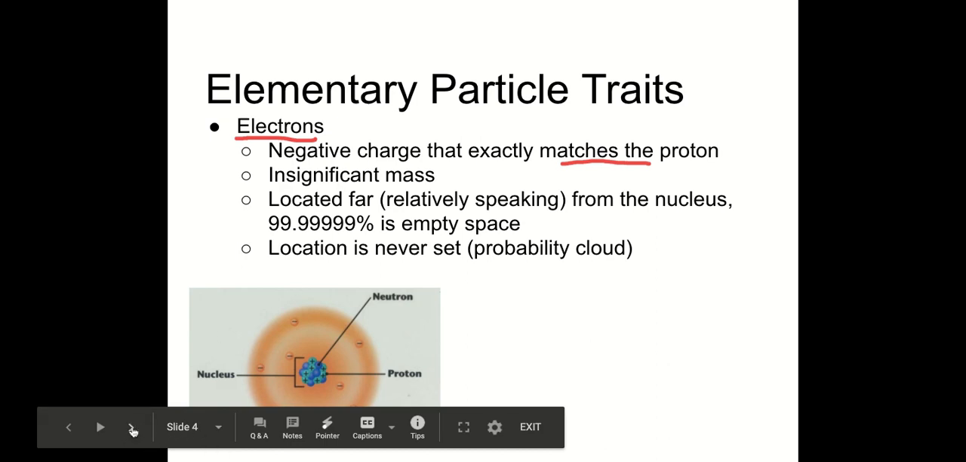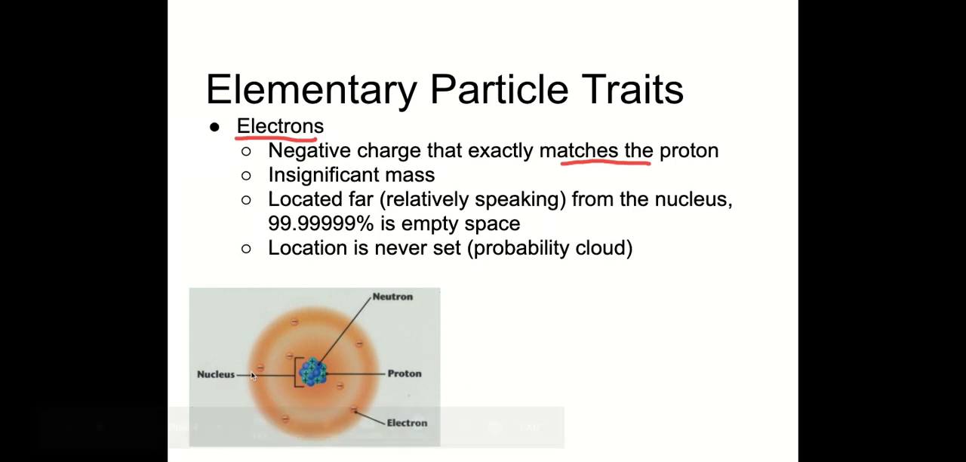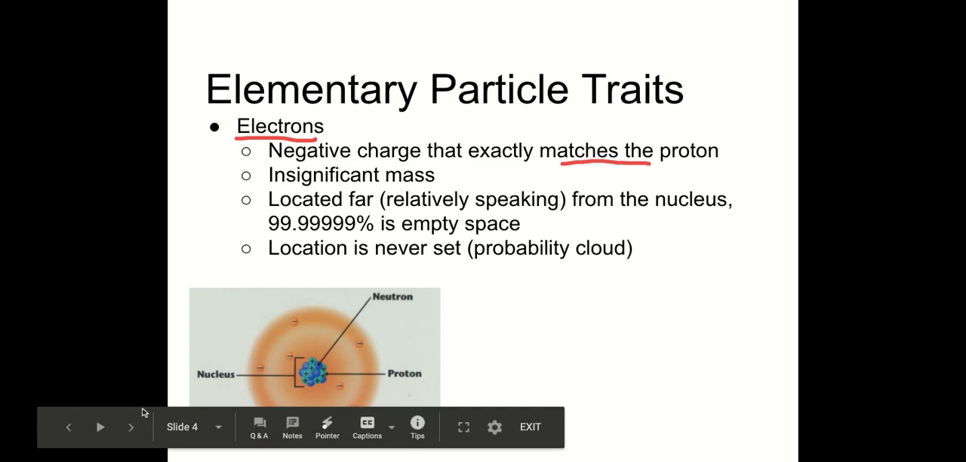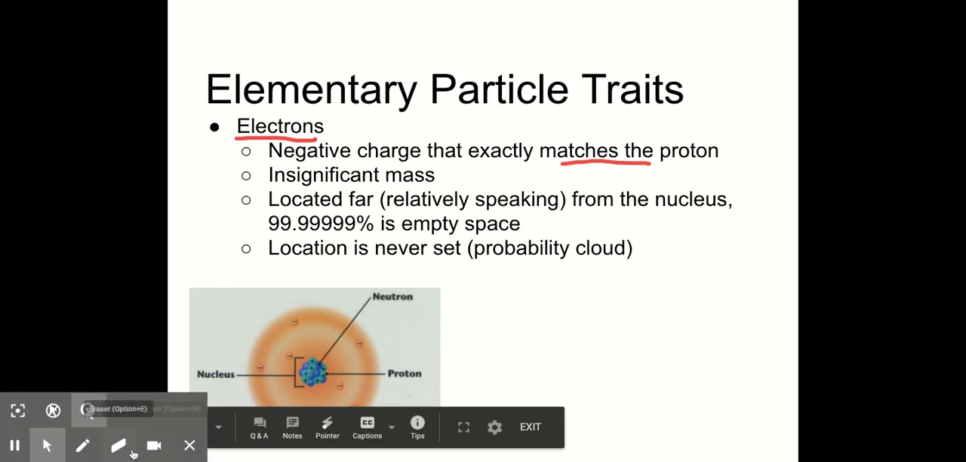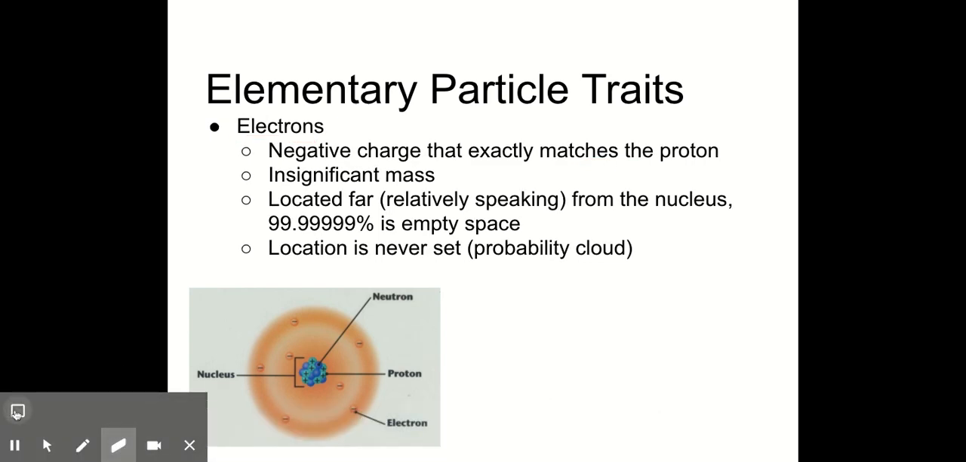Electrons. I think one of the best ways to think about electrons is electrons affect the behavior of the element. So electrons are really gonna talk about how an element acts or interacts. They have a negative charge of 1, which exactly matches the proton. They have basically an insignificant mass, and they are quite far from the nucleus.